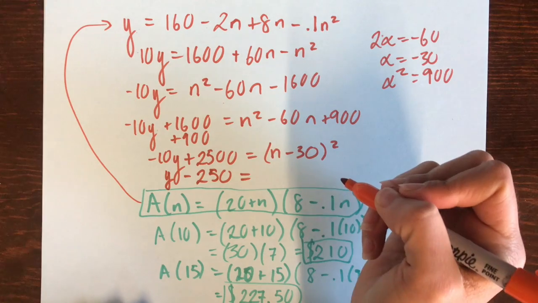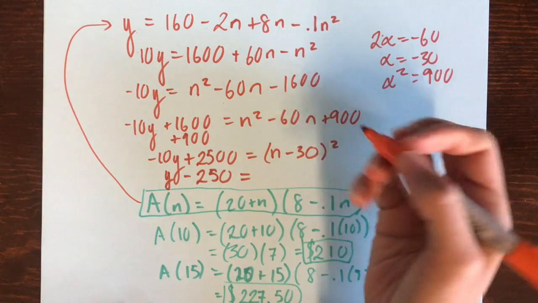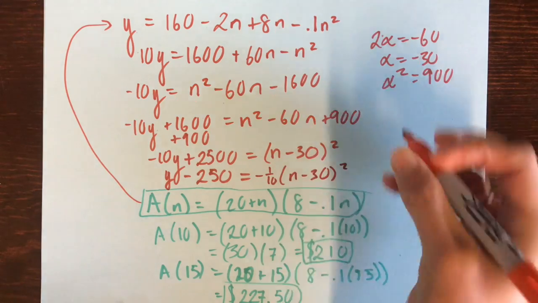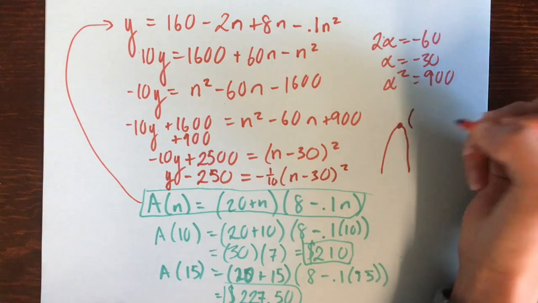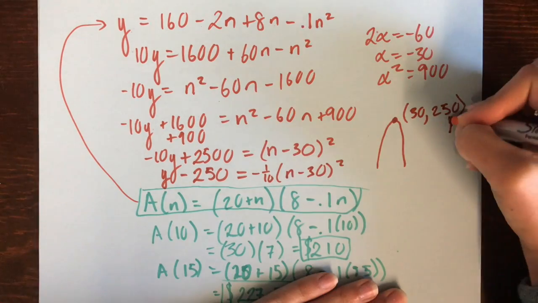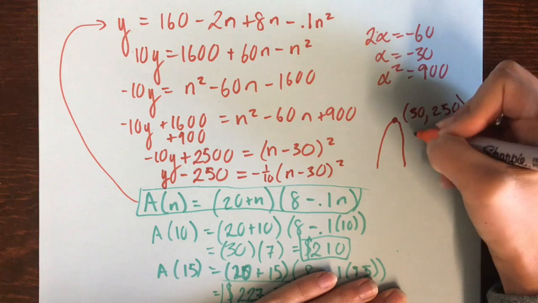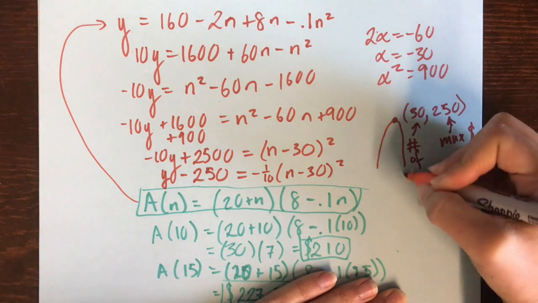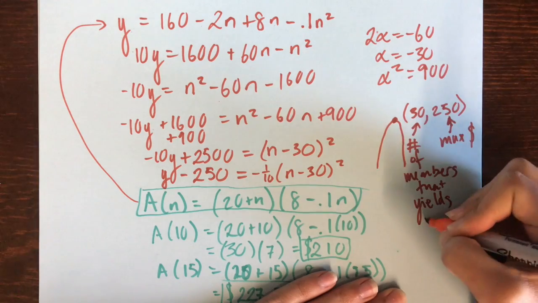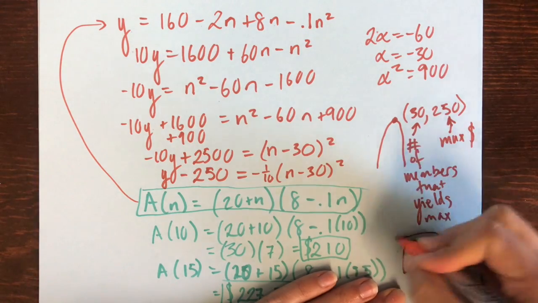And so now that I've brought that negative 10 back, I have negative 1/10 times n minus 30 squared. So this is a parabola. The vertex is going to be 30, 250. Right, so 250 corresponds with the amount of money, because y was replacing a of n, the amount of money that the club has. So that's a maximum amount of money, but it occurs when we have 30 new members, right? That was our n value. So then we figured out what the ideal new members is for that ski club.